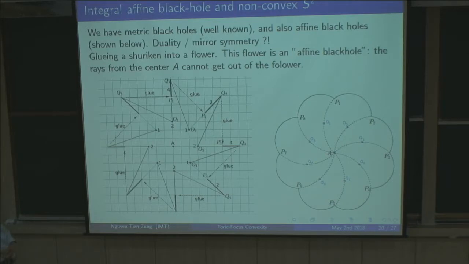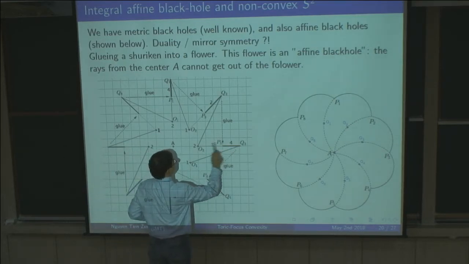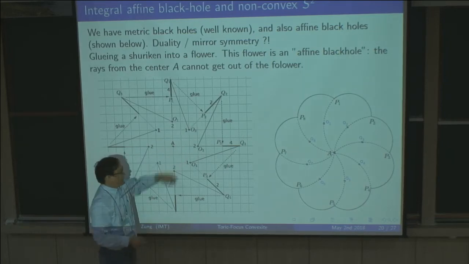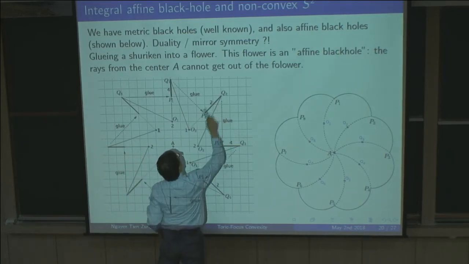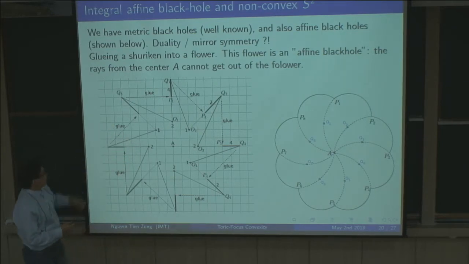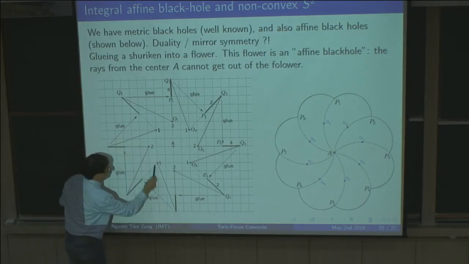So here's a funny concrete example. I do not have enough time to explain the whole thing, but the idea is like this. You take something like this here. The affine structure is concrete. Here this is a standard Euclidean space with the standard integral affine lattice. So take this, this is called a shuriken.